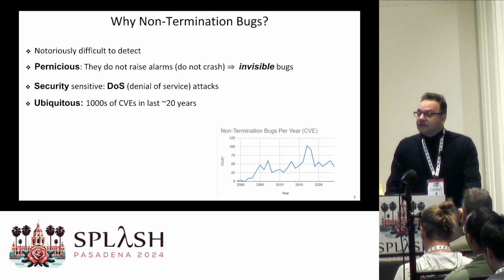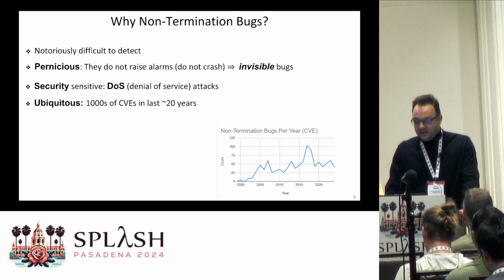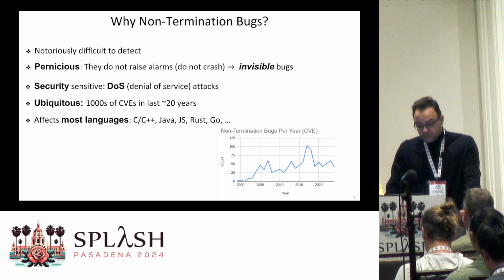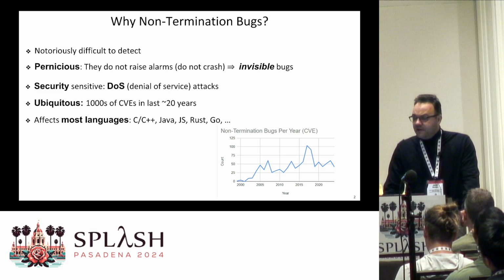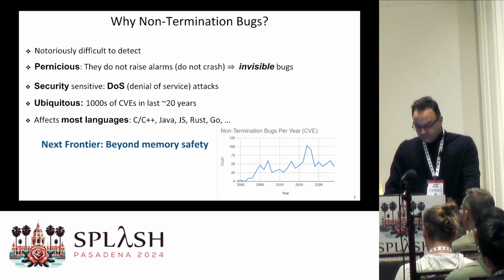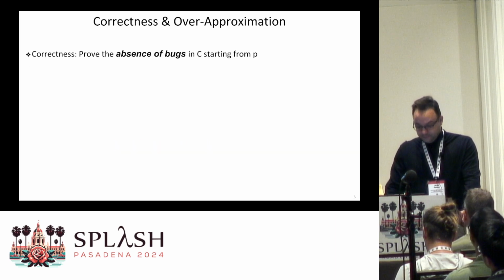On top of that, in the last 20 plus years, more than 1,000 non-termination bugs were identified publicly and reported in the MITRE CVE database. And as we can see, the trend of those bugs is going up. It affects all languages that are Turing complete. That's the case for C, C++, Java, but also for JavaScript, Rust, Go, and every other memory-safe language. So here we're really talking about a property that goes beyond memory safety.